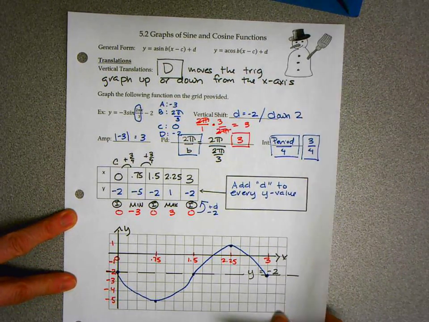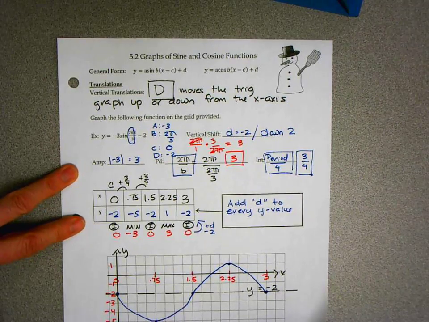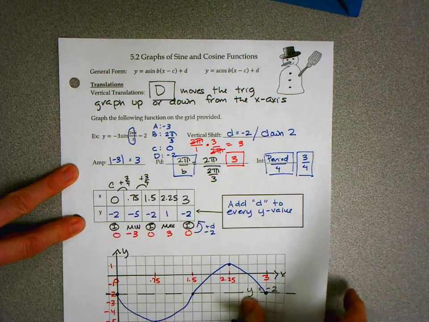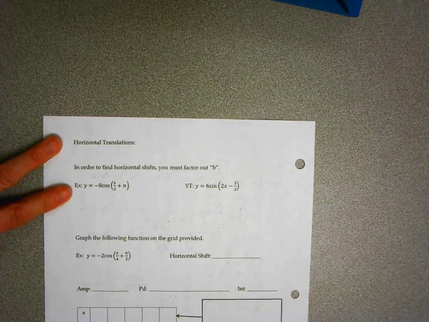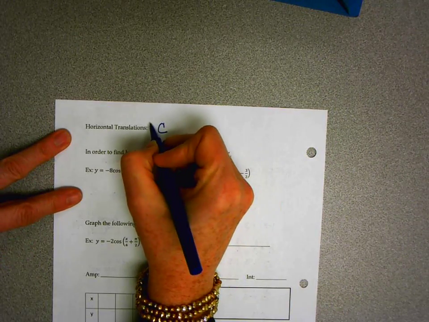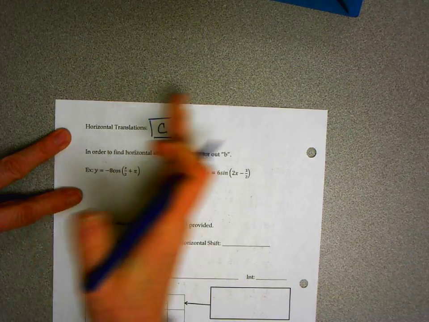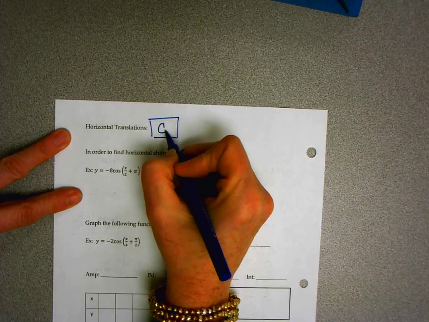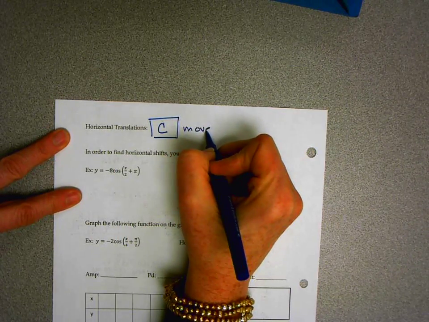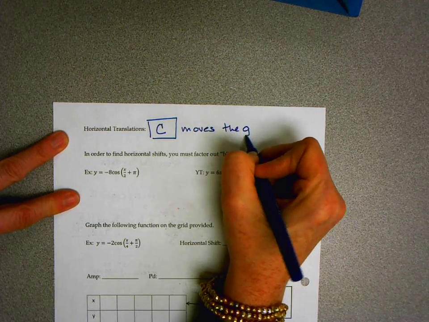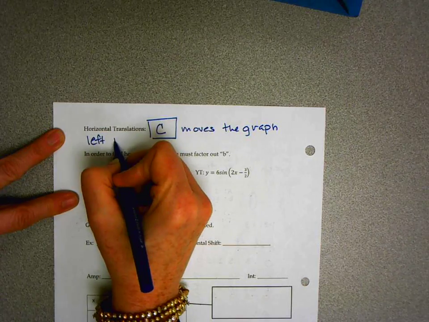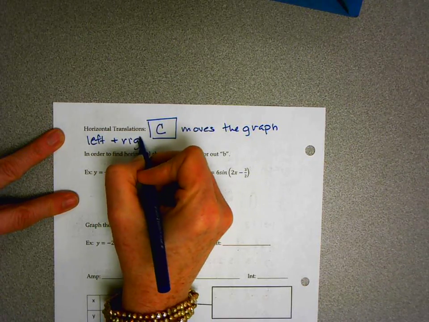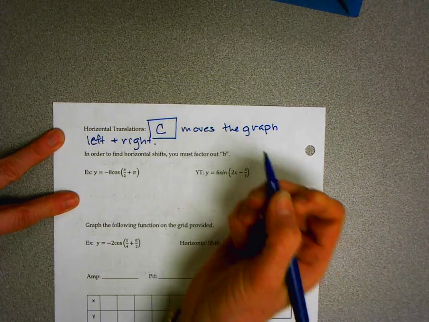Now we're going to move to a horizontal left-right shift. So we're going to turn over the paper. Horizontal translations are all about C. I'm just putting a big C, horizontal left and right. And so C is what moves the graph left and right. We move the graph left and right C units.